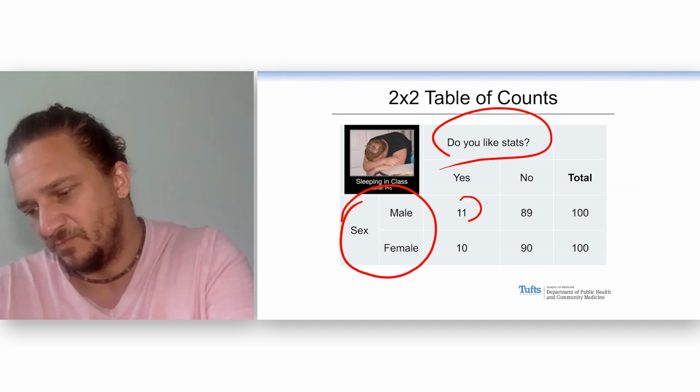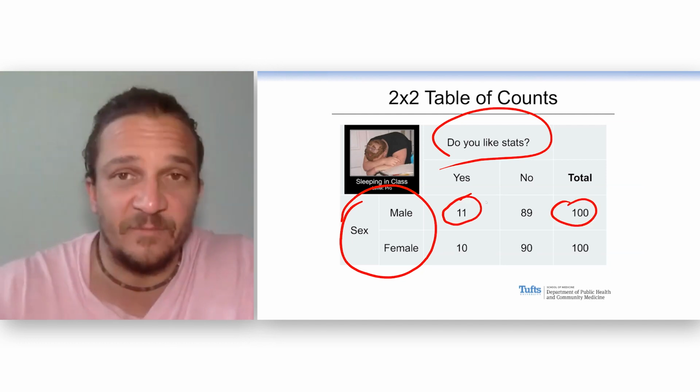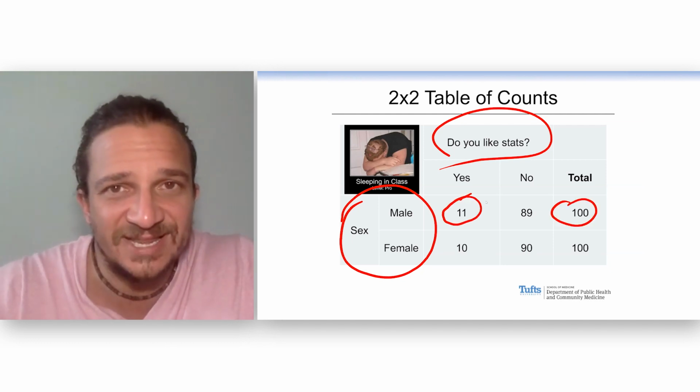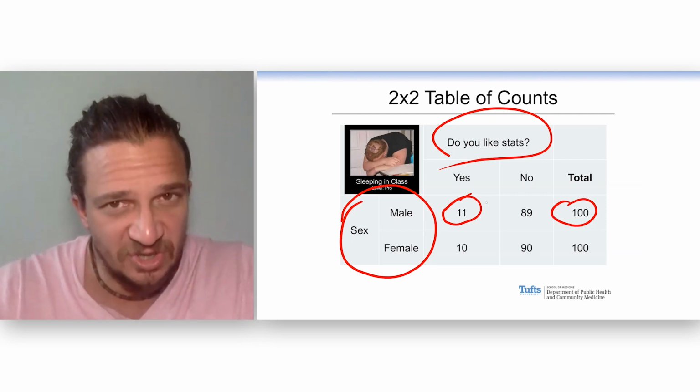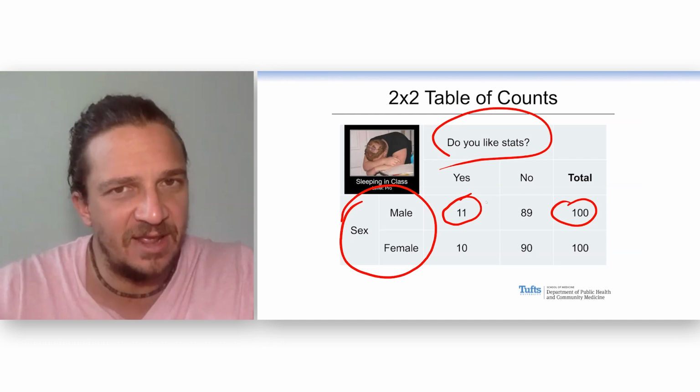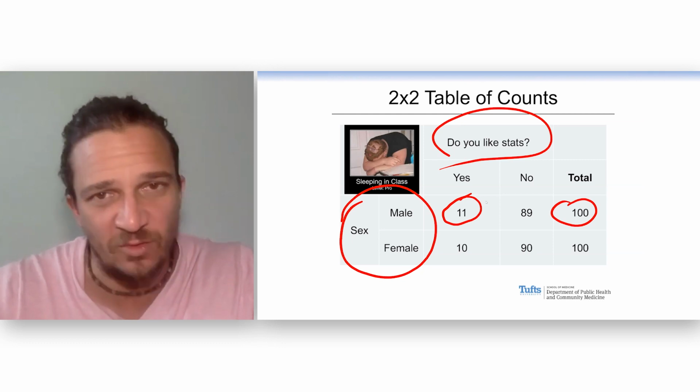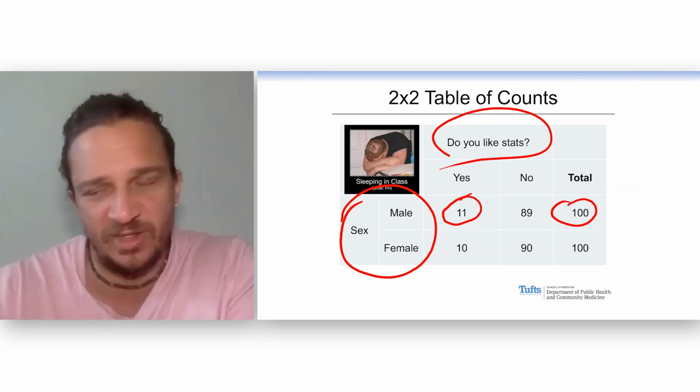Well, 11 over 100 is like 11%. What percent of women? It's like 10%. Are those two proportions equal? This is known as the homogeneity of proportions. Are they equal to each other or not? So this is how we look at our data.